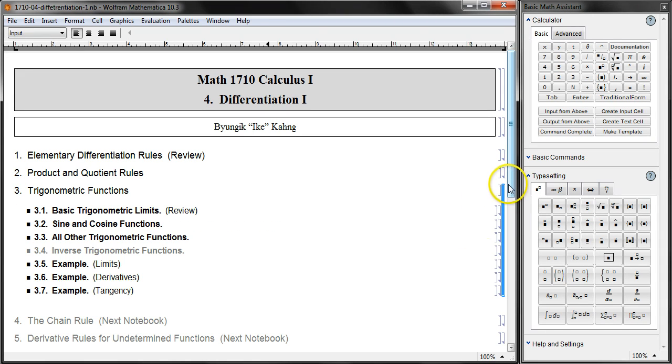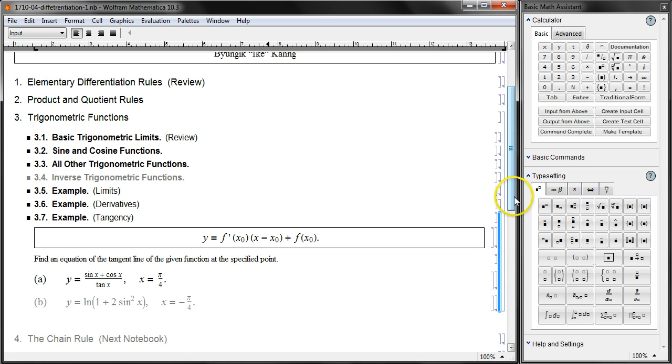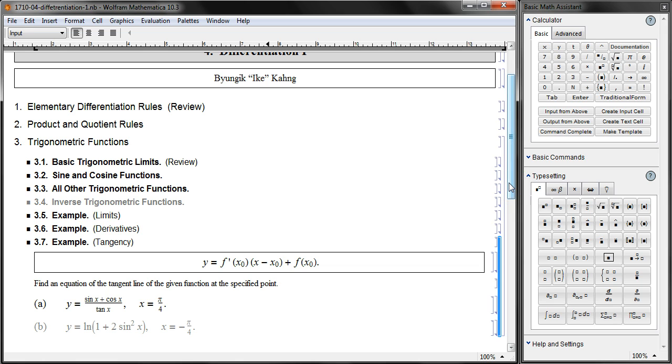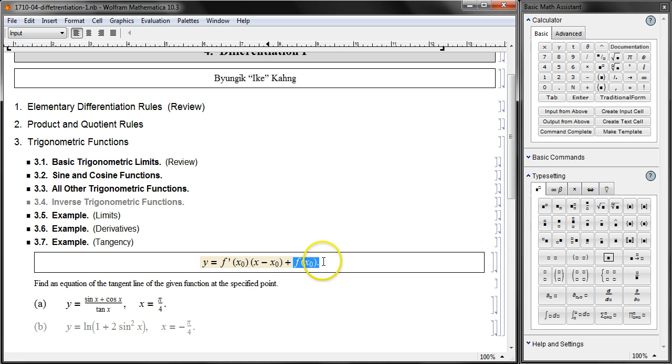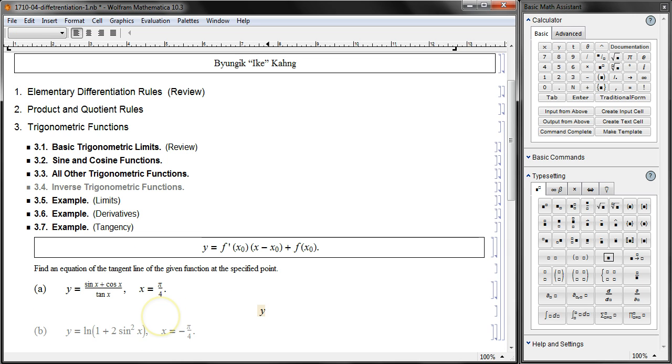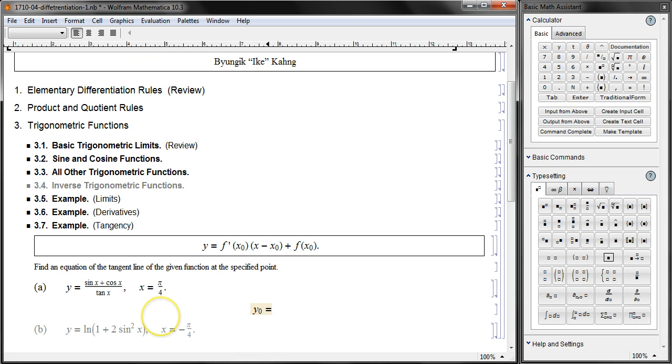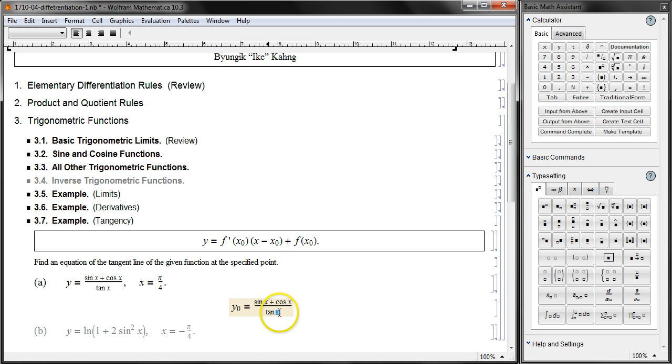Let's resume. We don't have too many left. How about some tangency problem for trigonometric functions? Okay, this looks okay. Basically what we want is this. We need to find out y naught and then m, and then you're going to get the slope point equation. Okay, so let's find out y0. Plug in x equals pi over 4 to this original form and see what we get.